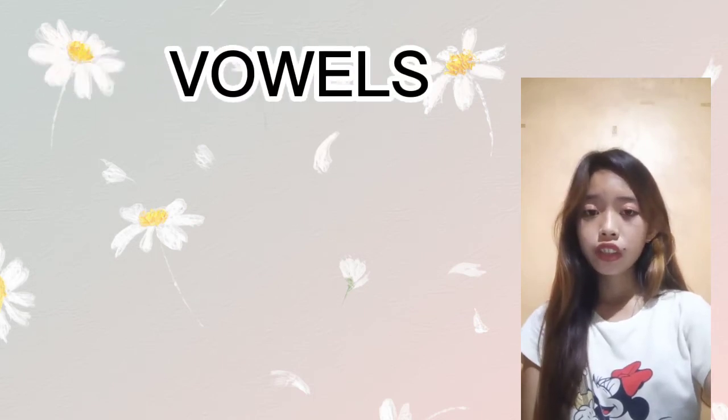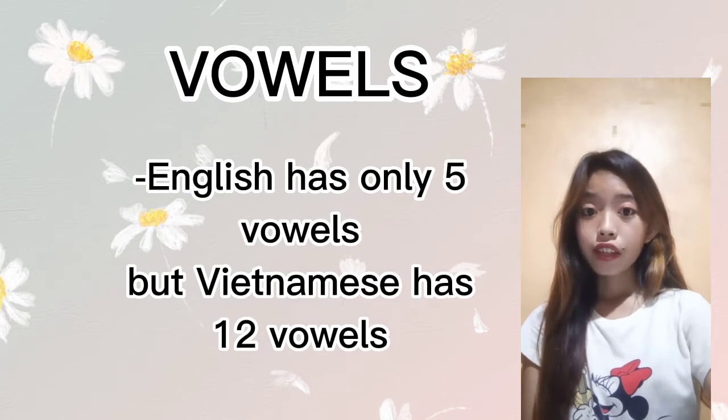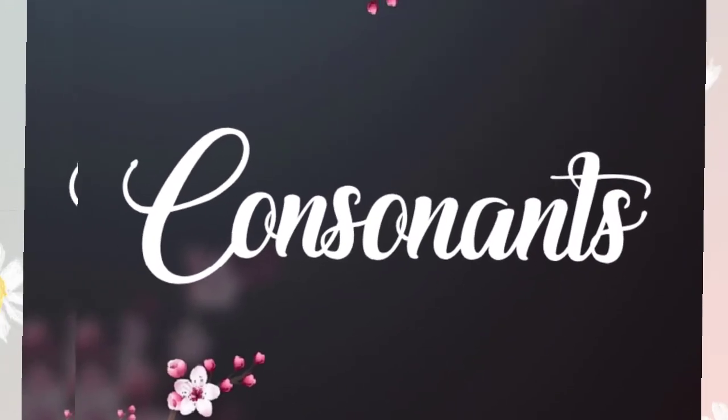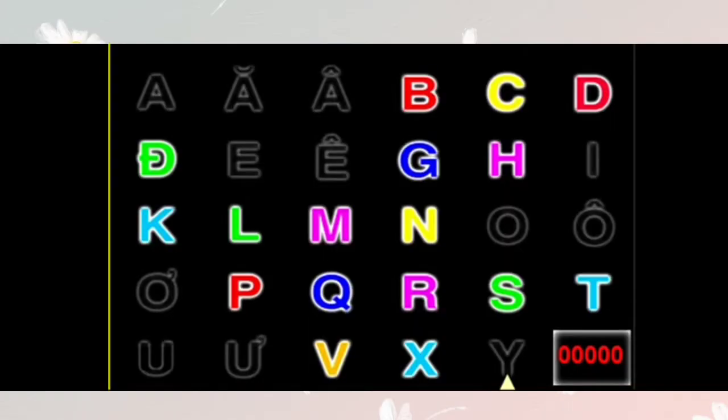So how come Vietnamese still has more letters? It is because of the vowels. English has only 5 vowels, but Vietnamese has 12 vowels. Let's start by pronouncing all the Vietnamese consonants first. B, C, D, D, G, H, K, L, M, N, P, Q, R, S, T, V, X. Now we will pronounce the Vietnamese vowels properly.